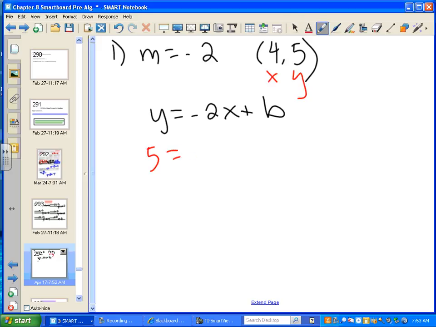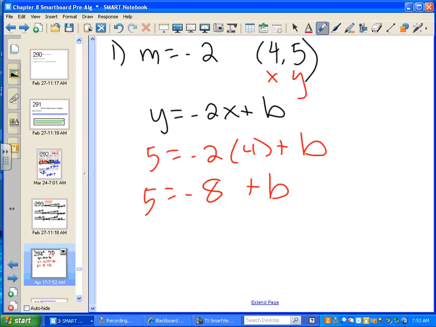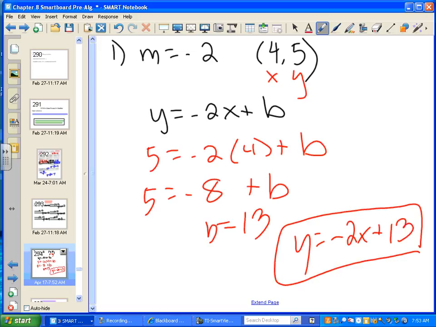So we have 5 equals -2 times 4 plus B. We have 5 equals -8 plus B. After you add 8 to both sides, we know that B is 13. So your y-intercept is (0, 13), or 13. When you put that back into your equation, that's how you get y equals -2x plus 13. Nathan M, does that help a little bit? Sure. Kevin?